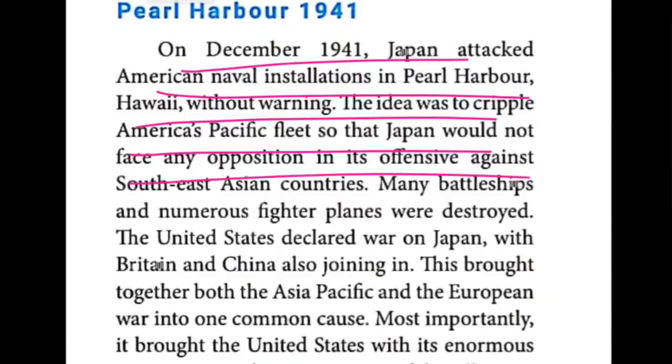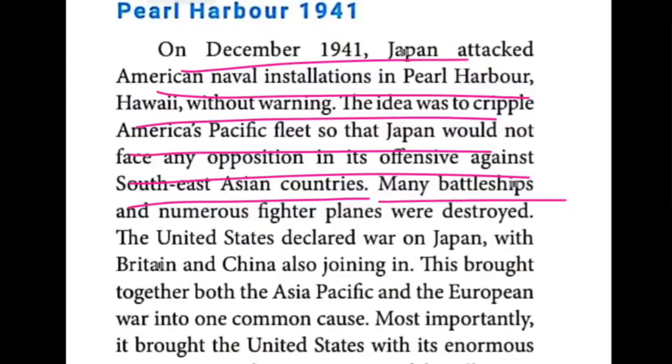What did Japan think? If I destroy the American fleet, then when I invade the Southeast Asian countries, no one will be there to ask anything against me. No one should be there. That's why it attacked America first.